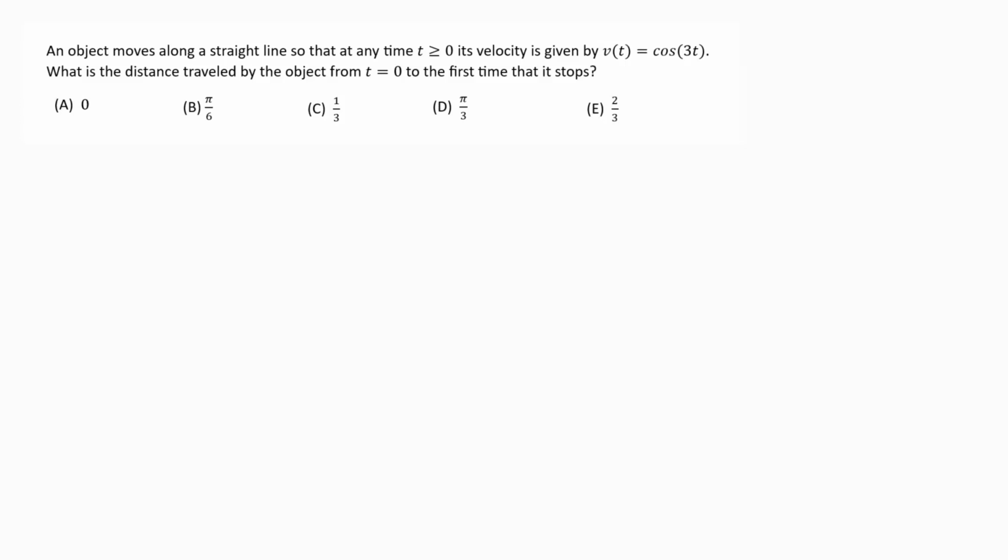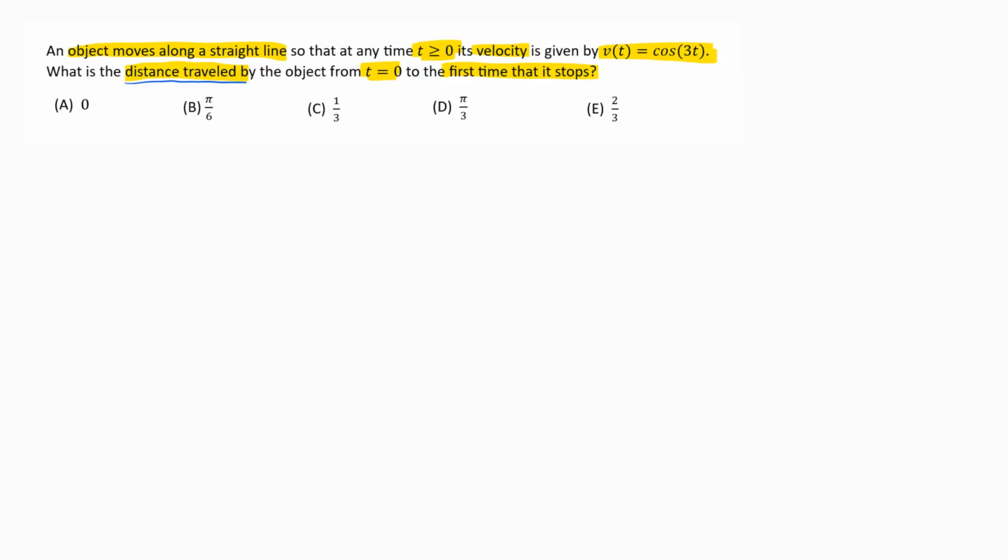Here we have another AP Calc example featuring this world famous object that moves along a straight line. What they're telling us is that at any time such that t is greater than 0, the velocity of that particle is given by this equation here. And they're asking us what is the distance traveled by that object from t equals 0 to the first time that it stops.